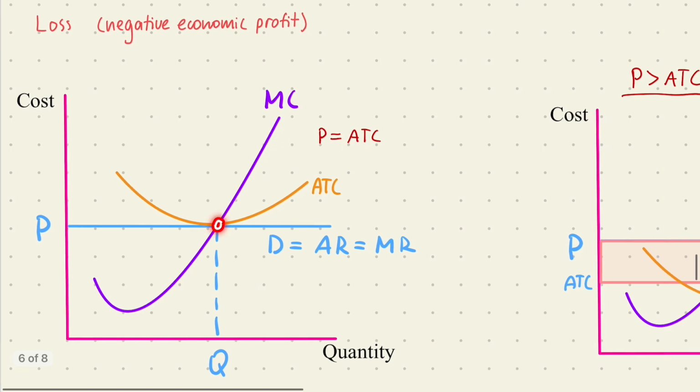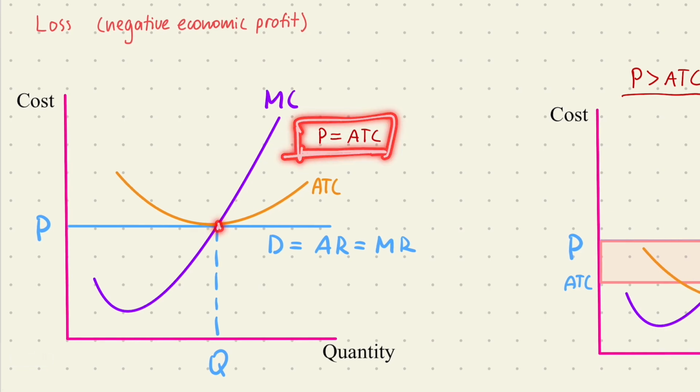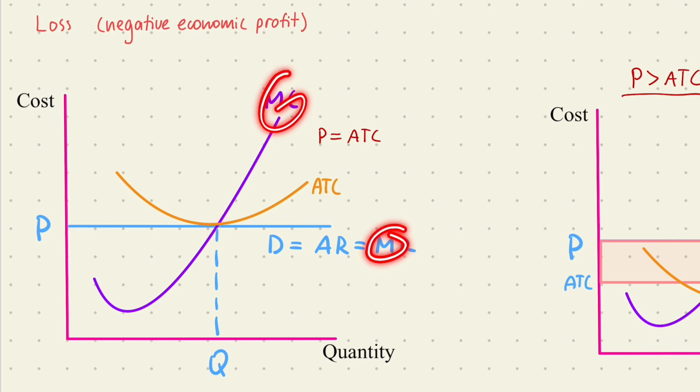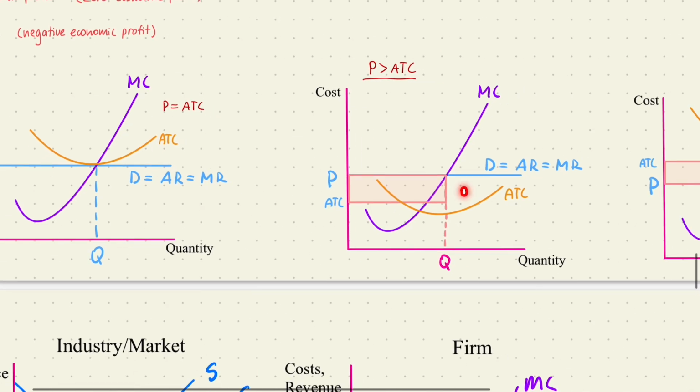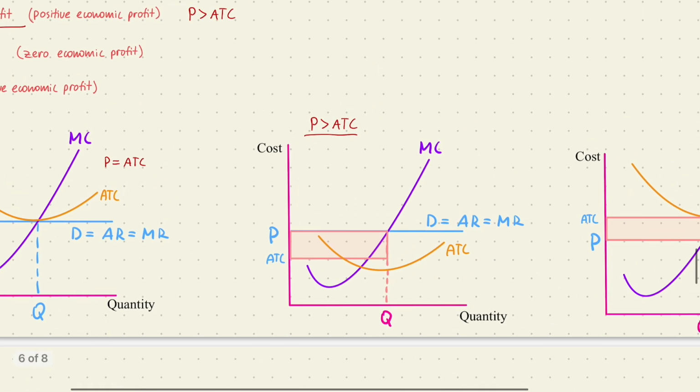Right here, previously, we saw that the price equals the average total cost. And again, this is the same point where MR equals MC. MR equals MC because they intersect. So at the intersection, these two equal to one another. So the only thing that changed between this graph and this graph is the ATC. The ATC is lower on this side than here. That's the only thing that changed.